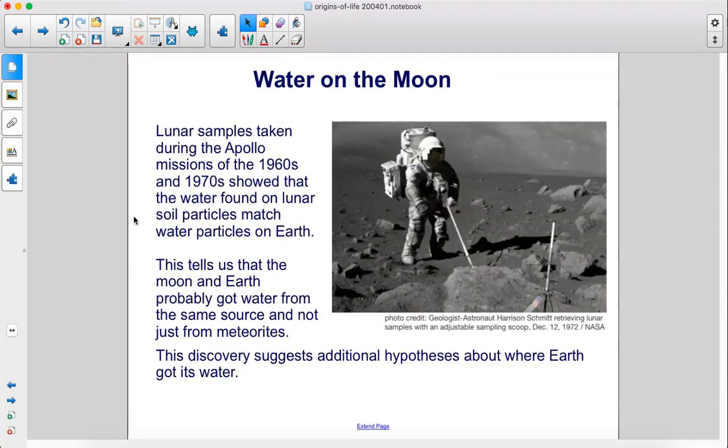Lunar samples taken during the Apollo missions of the 1960s and 1970s showed that the water found on lunar soil particles matched water particles on Earth. This tells us that the Moon and Earth probably got water from the same source and not just from meteorites. This discovery suggests additional hypotheses about where Earth got its water.